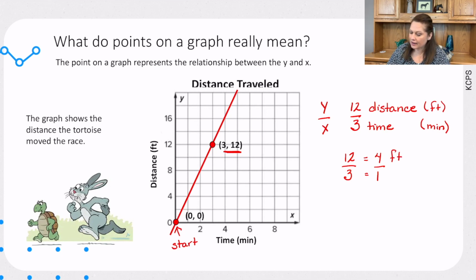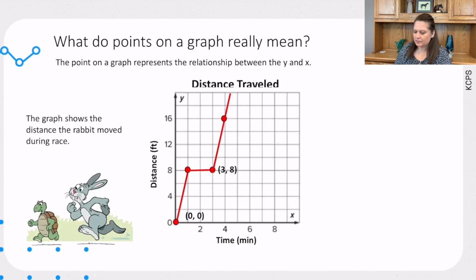So I can say 4 feet per 1 minute or per minute, whichever sounds correct to you. Okay, so the tortoise is actually traveling 4 feet per minute, which for a tortoise I think is kind of fast. But let's go on.